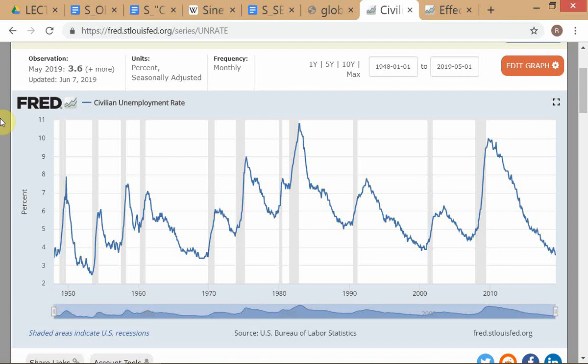One of the things you'll learn about the economy is that in the US, there are actually 7 measures of unemployment. This is something you can learn as well, that the unemployment rate depends on how you measure the base population, the denominator.